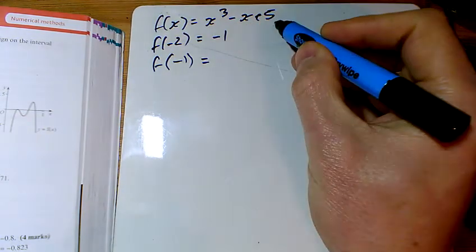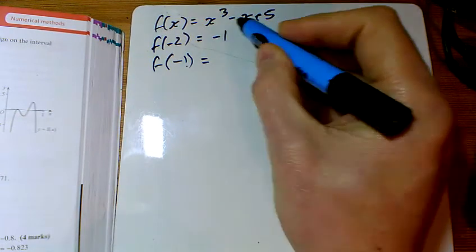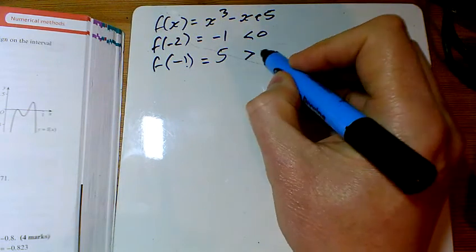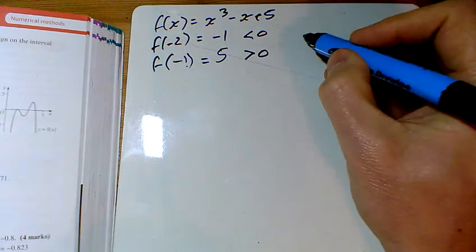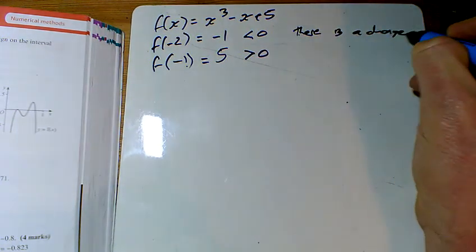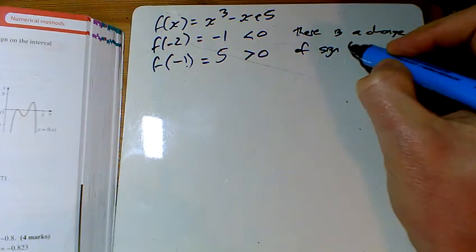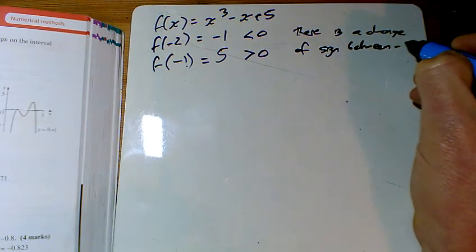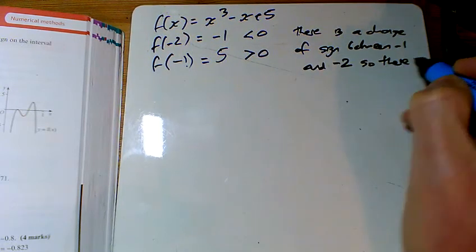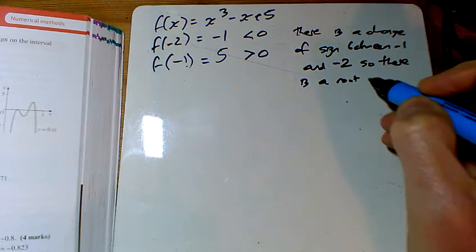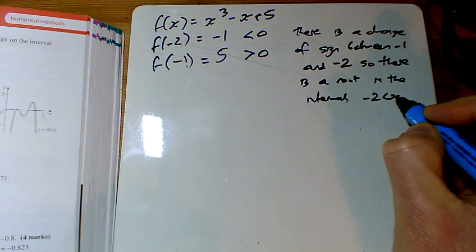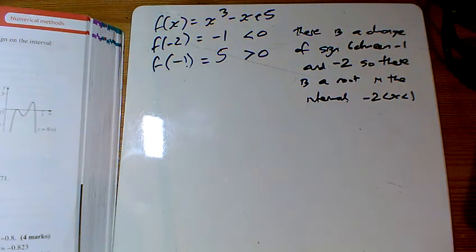Putting the -2 into all of that works out to be -1. Putting the -1 in all of that works out to be 5. So that one's less than 0 and that one's more than 0, and so we say there's a change of sign. I'll write it once. There is a change of sign between -2 and -1, so there is a root in the interval -2 < x < -1. That's what that scribble says.